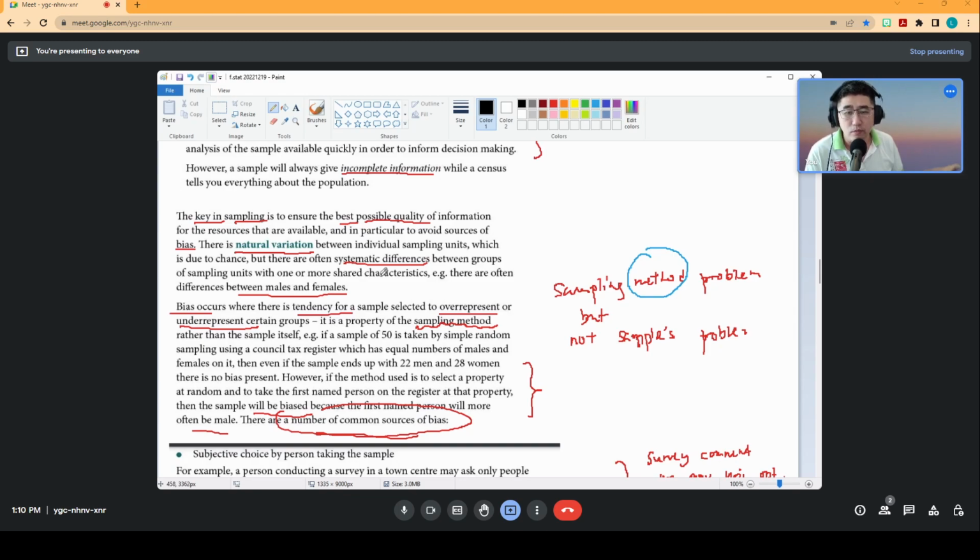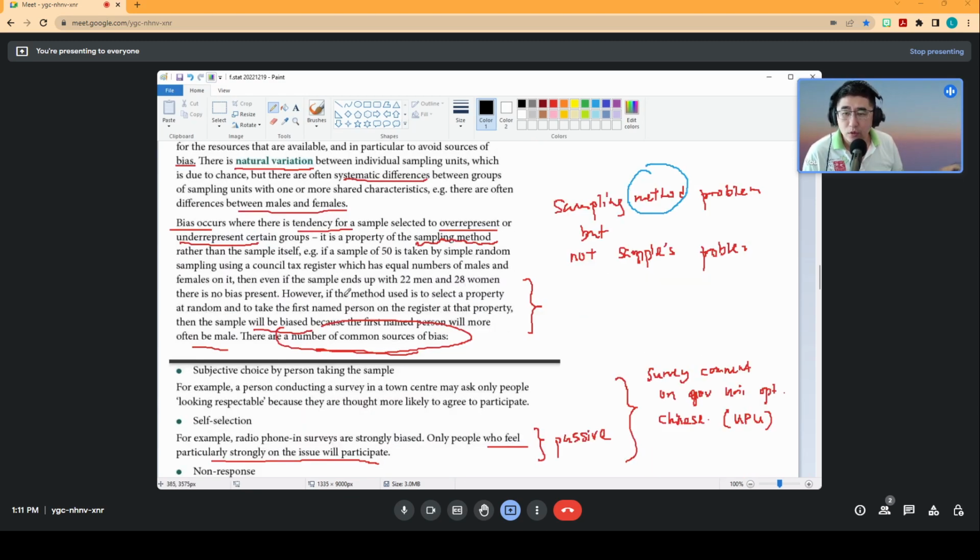So naturally, males and females are basically different. Bias occurs when a tendency to overrepresent or underrepresent a certain group is a property of a sampling method. Okay, so it's a sampling problem but not the sample itself. The problem is not caused by the sample itself, but it's the sampling method that actually leads to the problem.